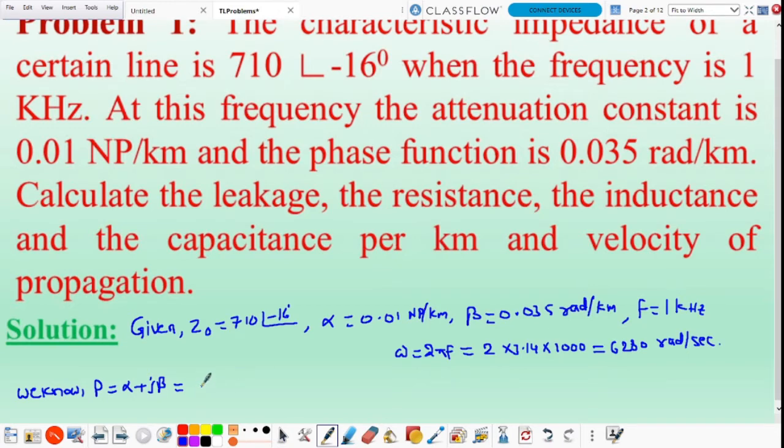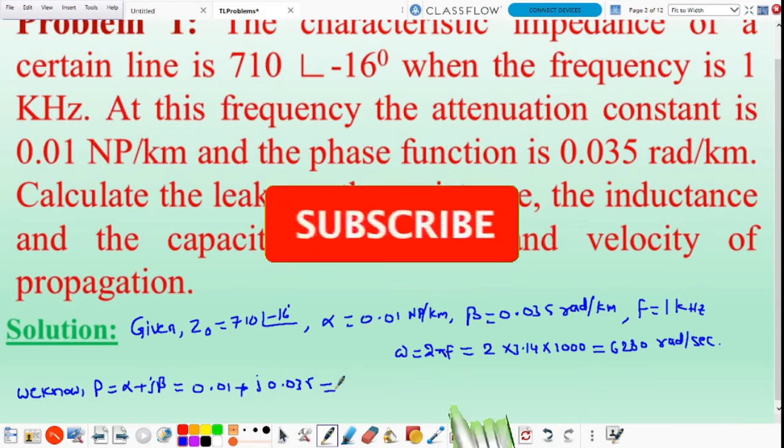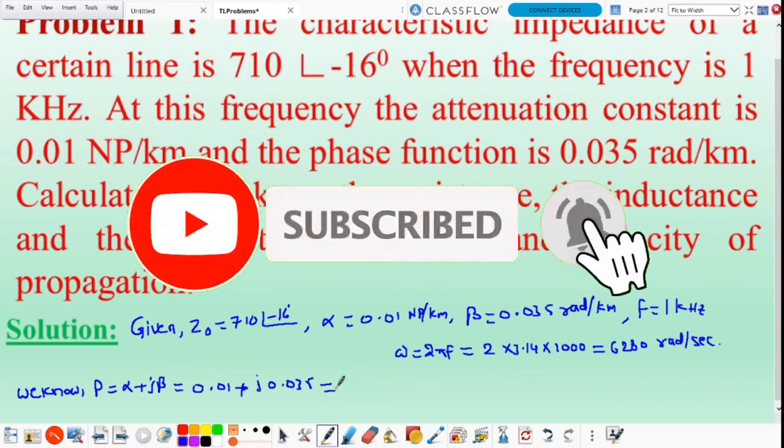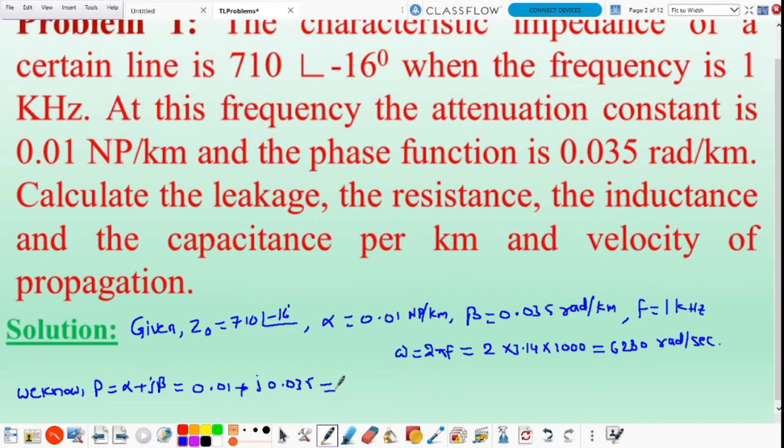So P is equal to, attenuation constant is 0.01 plus J, phase shift constant beta is 0.035, and this is the rectangular form. Converting this rectangular form into polar form, so using calculator convert this rectangular form into polar form. So majority of students don't know how to convert rectangular form into polar form and polar form into rectangular form in calculator.